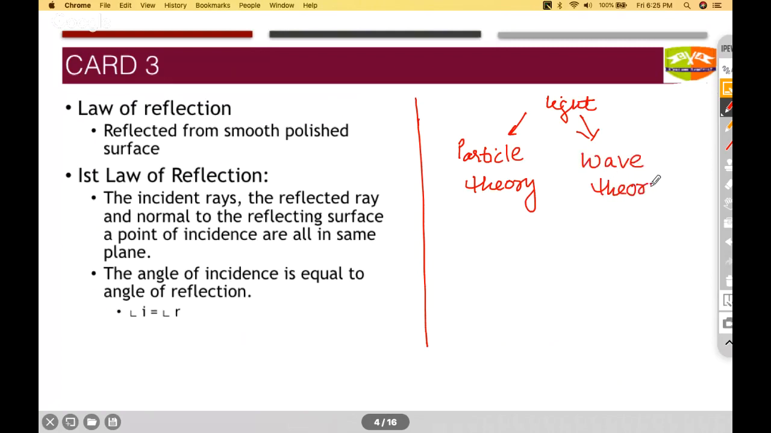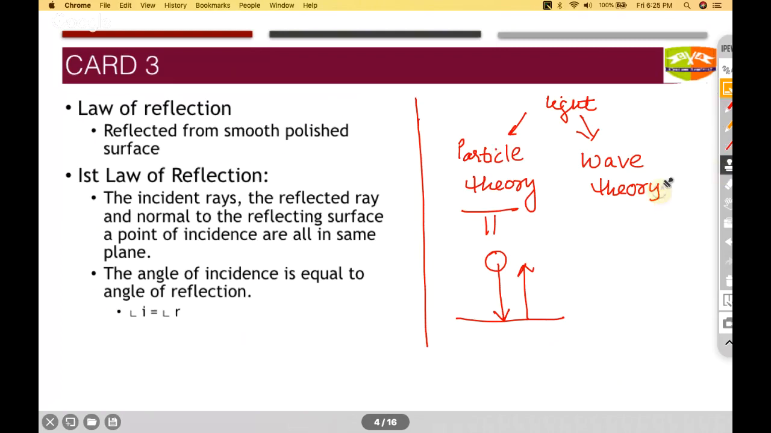So what is a particle theory? Suppose a cricket ball goes and strikes a wall. What happens? The wall reflects it back. The same mechanism can be understood in the case of light particles also.